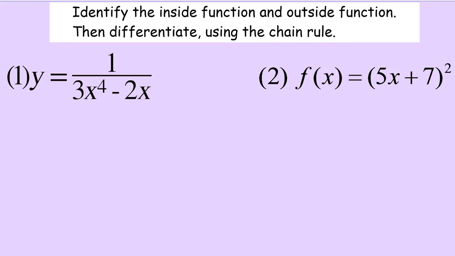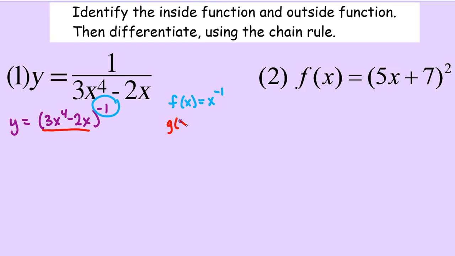I'm going to rewrite number one as y equals 3x to the fourth minus 2x to the negative 1 power. Now you can see it has an inside function. The inside function is 3x to the fourth minus 2x, and the outside function is the -1 power function. If that function was just by itself, it would be like f of x equals x to the -1, and then the inside function is g of x equals 3x to the fourth minus 2x.